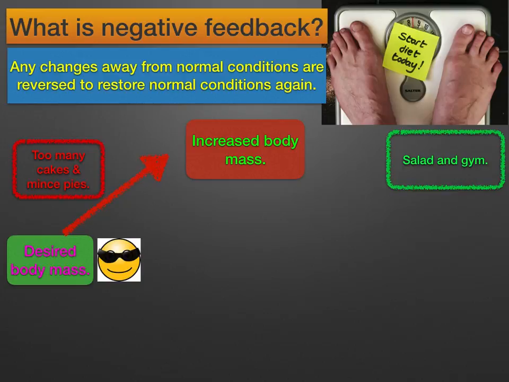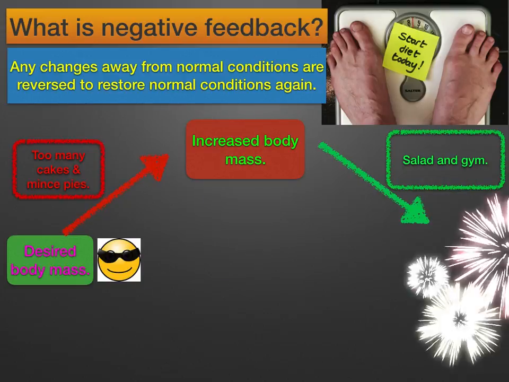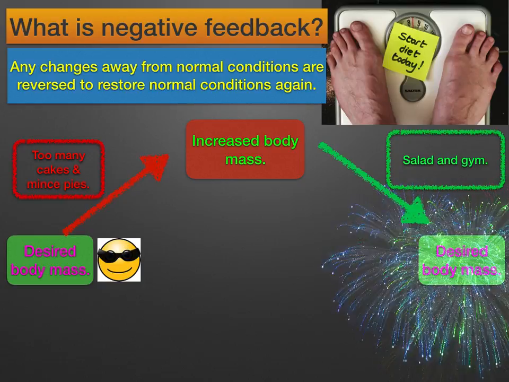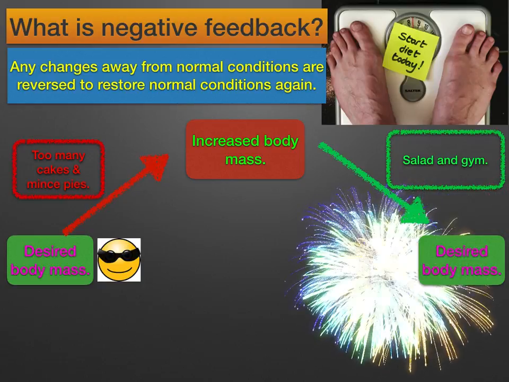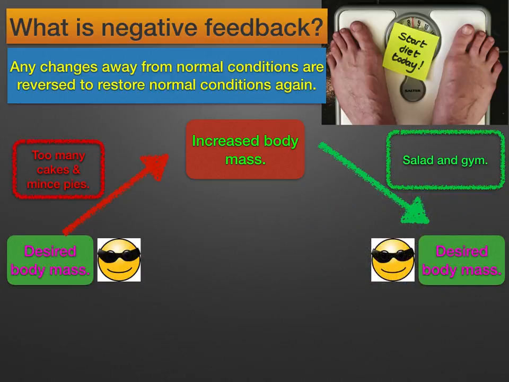The solution to that, given that it's January, is usually more salads and hitting the gym. After a few weeks of doing that, hopefully the desired body mass gets back to normal. So what we're looking at is there's been a change away from the normal and you've taken some form of action to get back there, so this is negative feedback.